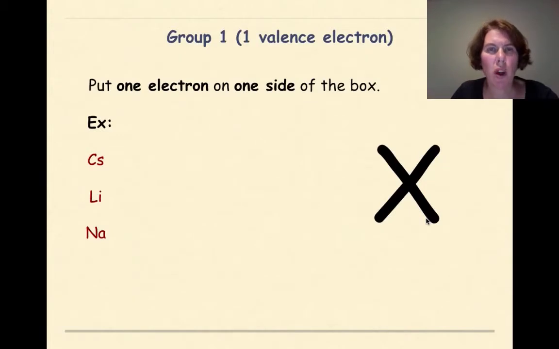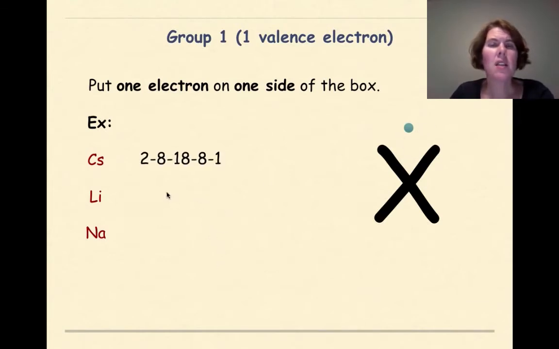Let's talk about group 1. So for a group 1 element, which is going to have 1 valence electron, we're going to put 1 electron on one side of the box. So here's our generic format right here. So in comes our dot. We're going to put the dot at the top. Let's look at a couple of examples.